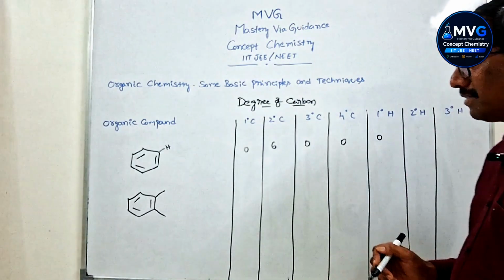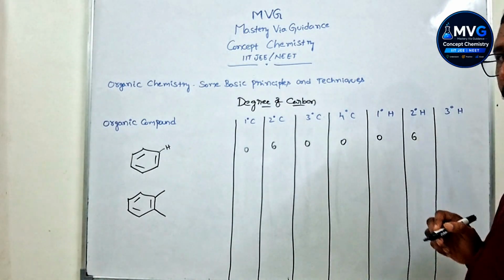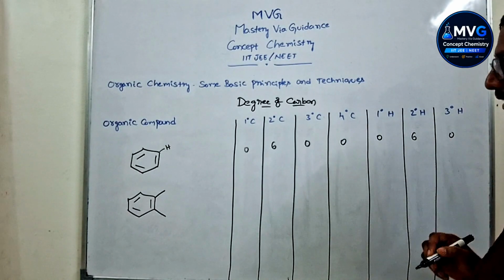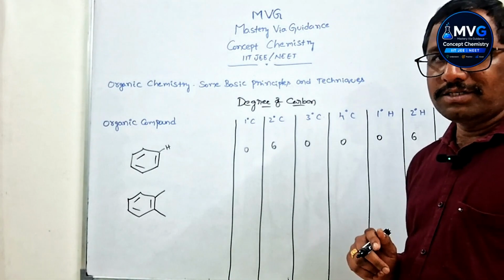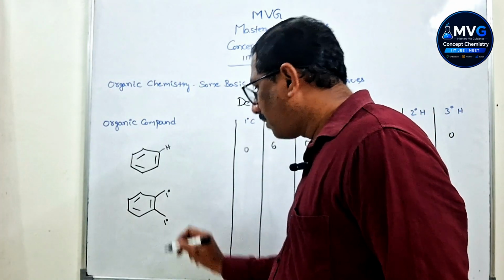Secondary hydrogens: 6 carbons are having 6 hydrogens. So secondary hydrogens 6. Tertiary carbon not there, tertiary hydrogens 0. Next, here, students, these two are primary carbons.